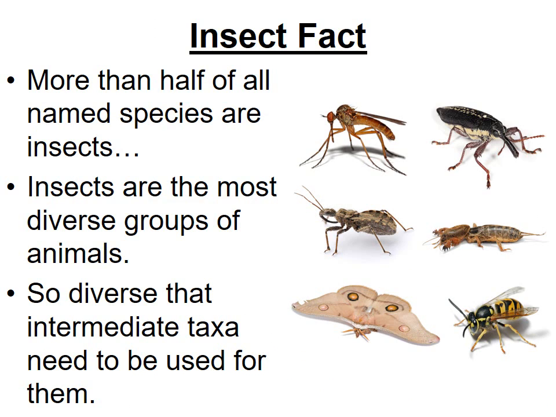A very interesting thing, some organisms that led to intermediate taxa are the insects. Insects are actually the most diverse of the groups of animals that exist. They're so diverse that we had to create the intermediate taxa in order to classify the insects. And you can see here more than half of all named species are insects. Quite interesting. And they are super important, even though sometimes they might be icky gross. They are super important for our ecosystems.